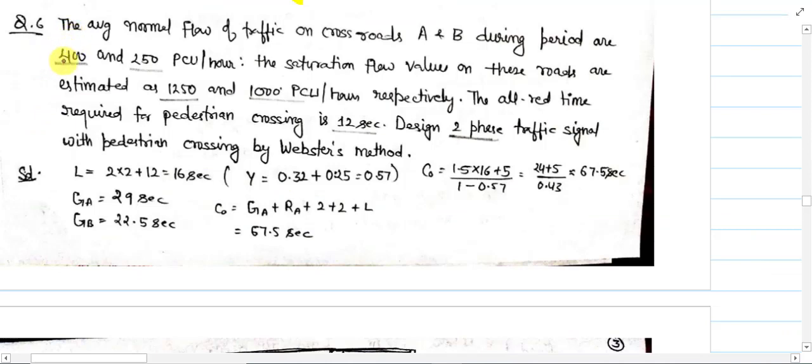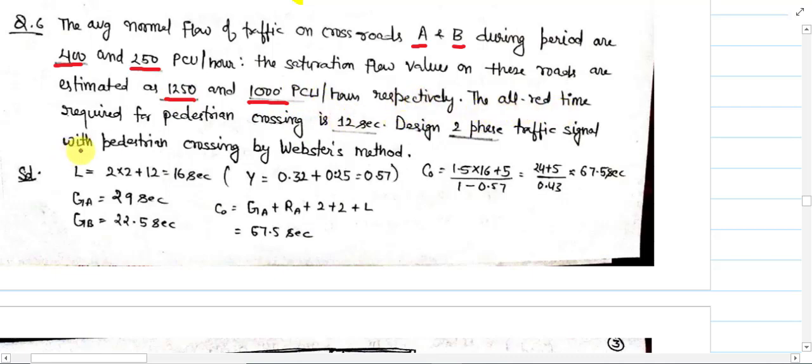So here is a numerical. The average normal flow of traffic on cross roads A, B during the period are 400 and 250 PCU per hour. The saturation flow, which is the maximum flow according to the width of traffic lanes, the saturation flow value on these roads are estimated 1250 and 1000 PCU per hour respectively.